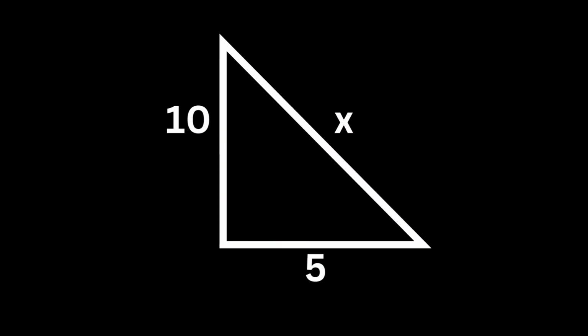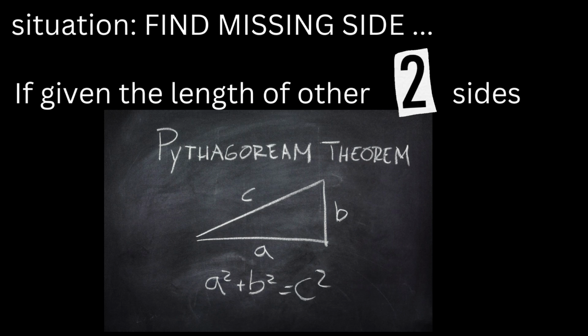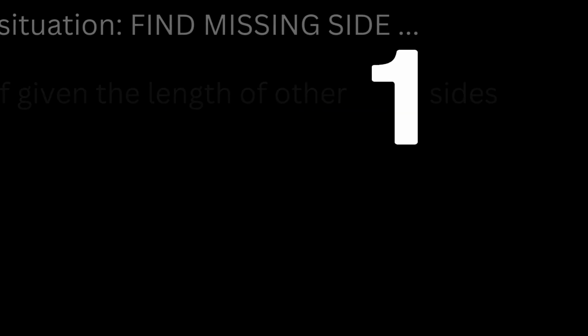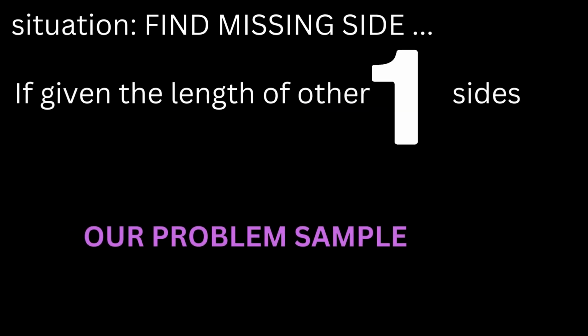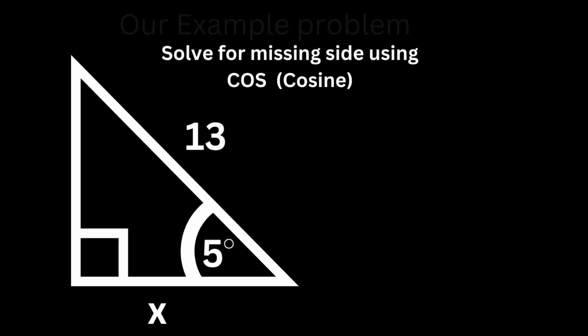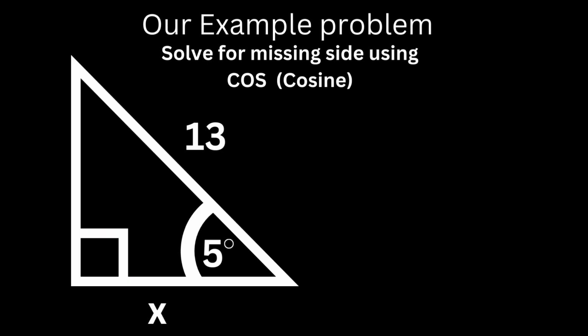Now, in this example, if there were two given sides, it would work best to use the Pythagorean theorem. But for our problem, there's just one known side, not two. So the theorem's algebra won't work. We have just one known side with a 5-degree angle. So what do we do?